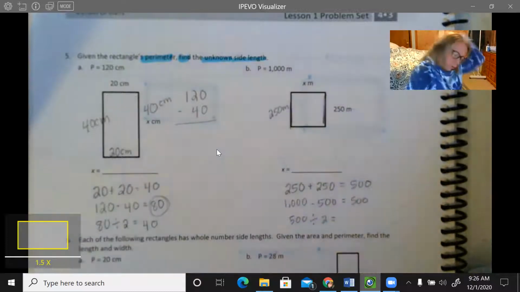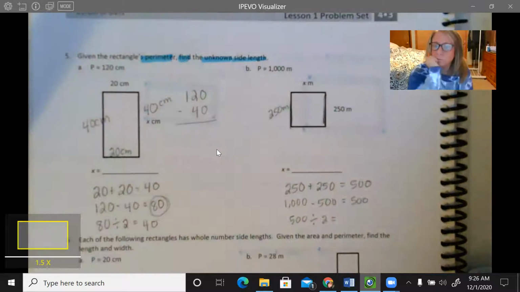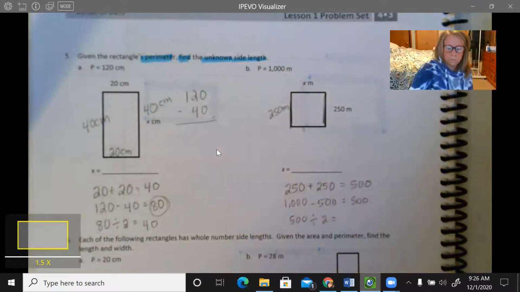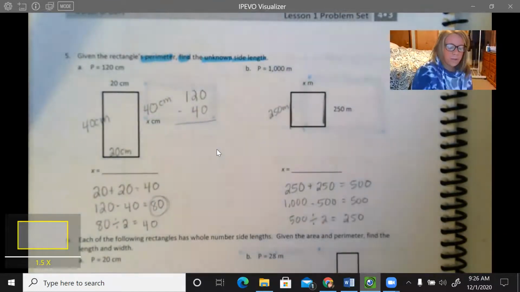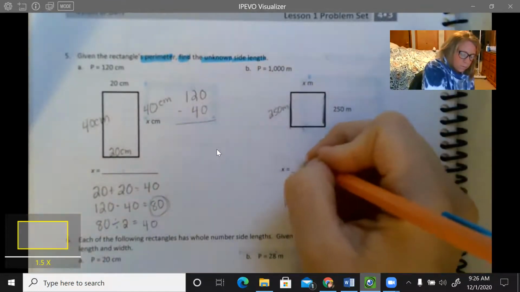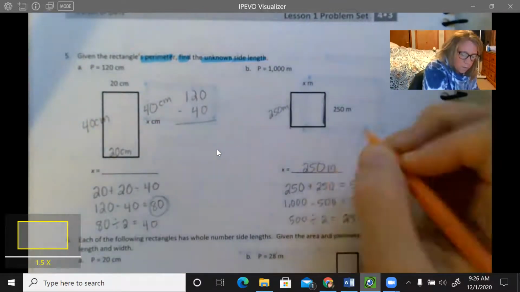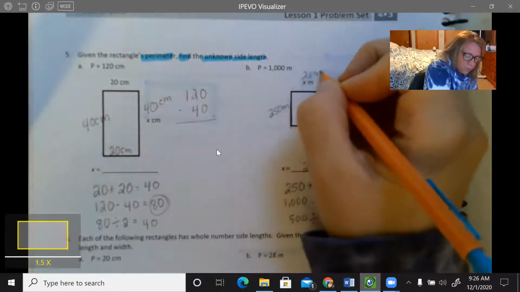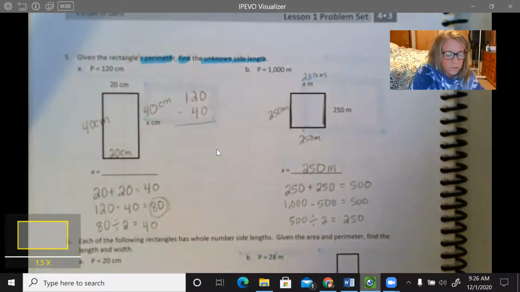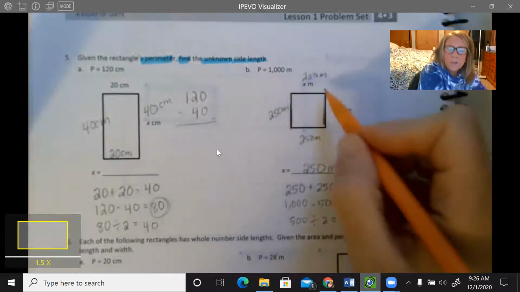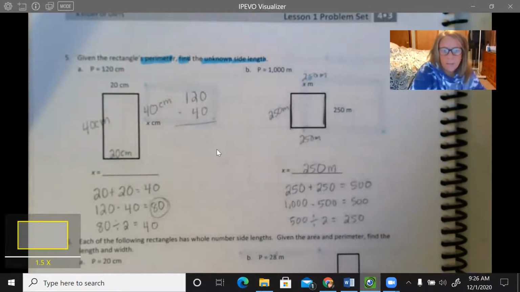500 divided by 2. You might want to punch that into your calculator. You would get, look at that, 250, which means, oh, let me go back to something. This side's 250 meters. This side's 250 meters. So we have a special kind of rectangle here. Here we have a square because we have all four sides the exact same length.